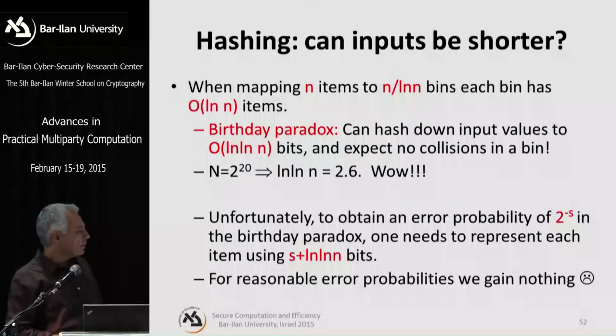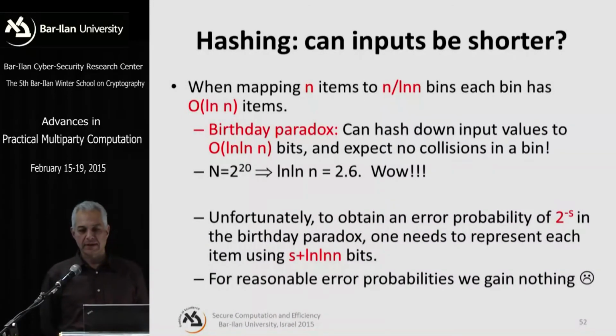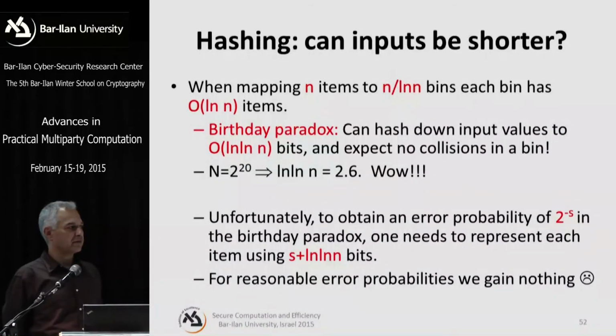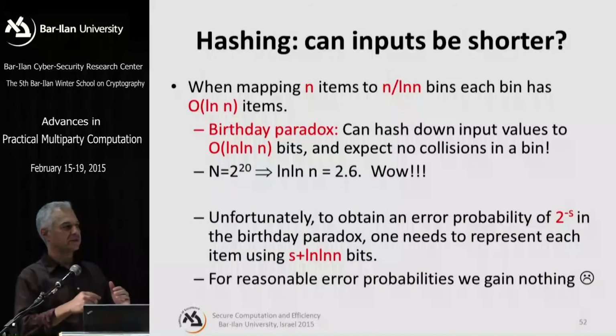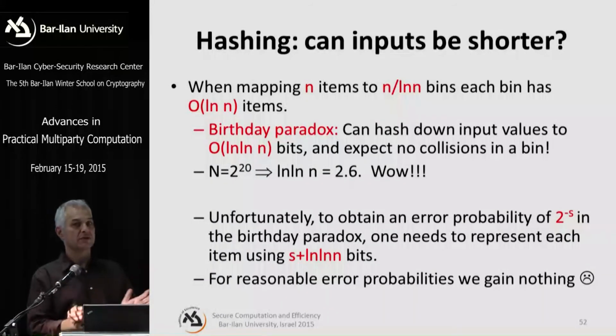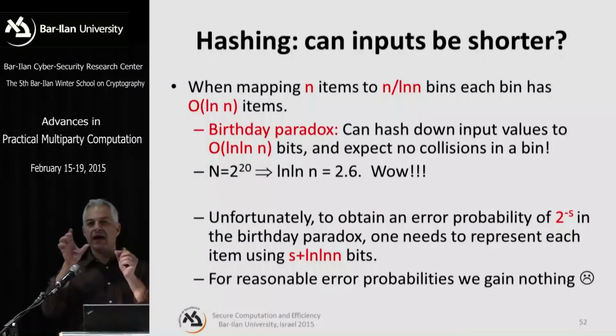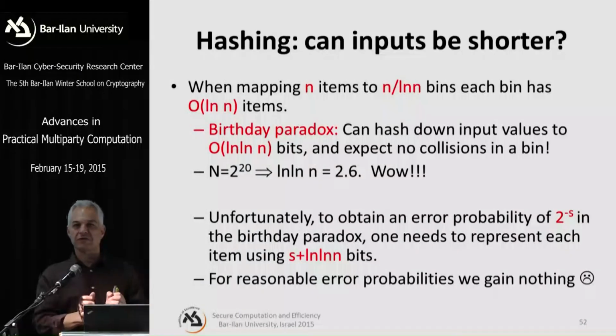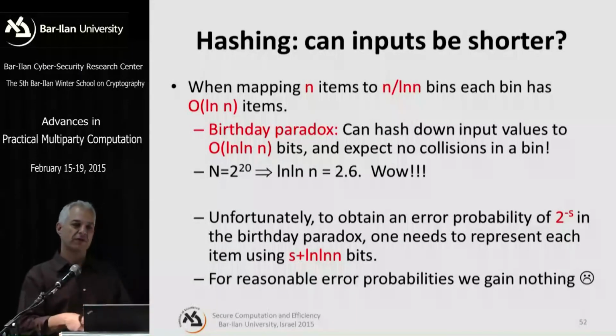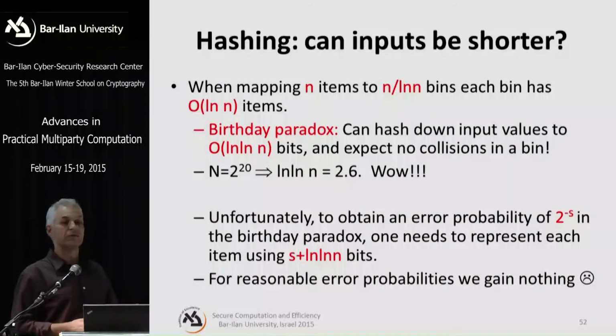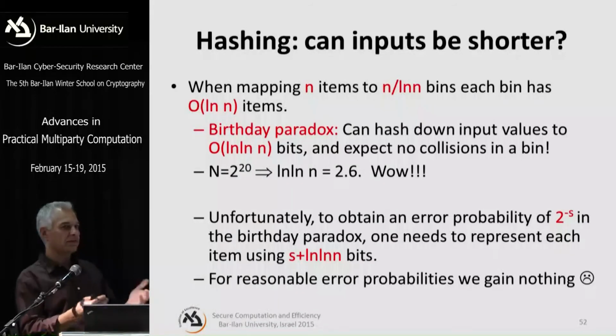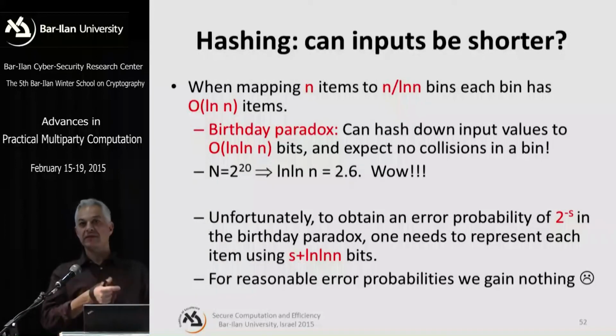And it goes like this. If I map n items to n over log n bins, then each bin has about log n items. Now, if you recall the birthday paradox, if I have log n items and I map the identities at random to a domain of size log square n, or slightly more than log square n, then I won't get any collisions. So why not just hash the IP addresses to smaller representations, of items in a domain of size log square n? Then we won't have any collisions because the domain is the square of the number of items we have in that bin, and the representation is much smaller.